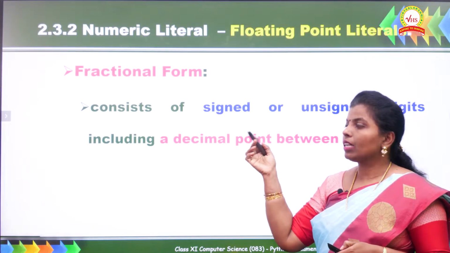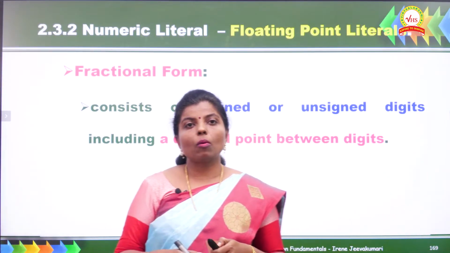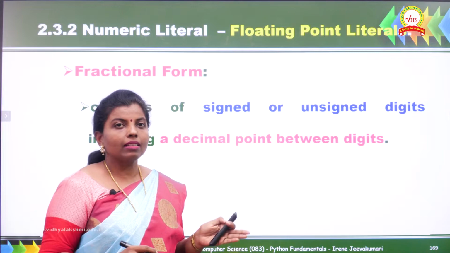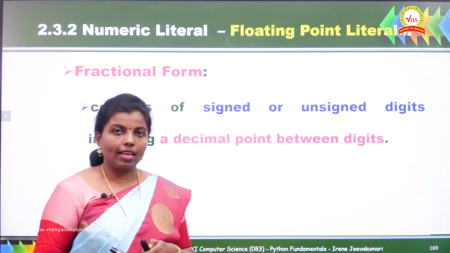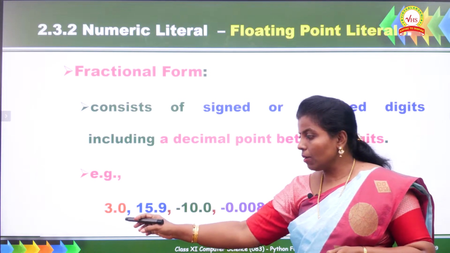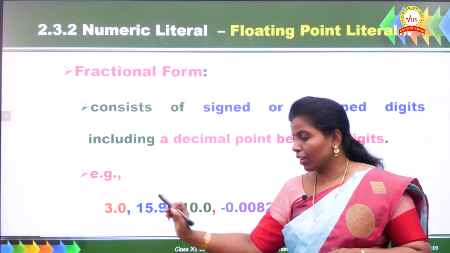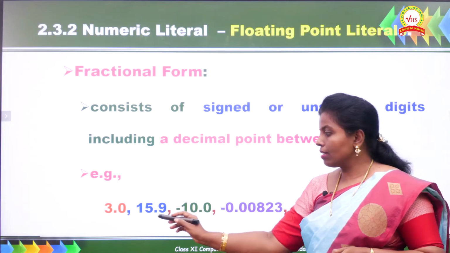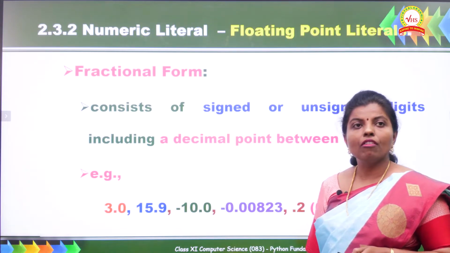Fractional form consists of signed or unsigned digits including a decimal point between the digits. So, we have learned about integers. Integers do not have any decimal point in them, but the fractional form can have a decimal point in it. These can be signed as well as unsigned. Let us see some examples. For example, 3.0. This 3.0 is considered a floating point literal in fractional form because there is a decimal point between the numbers. And also you can see 15.9, this number is also treated as a floating point literal in fractional form.